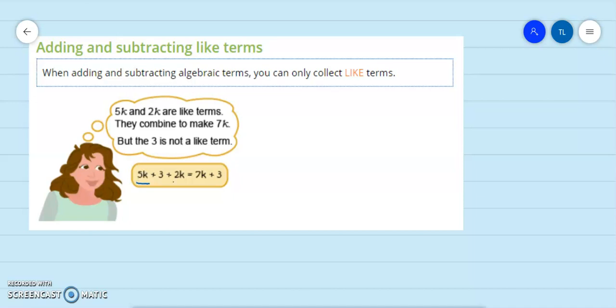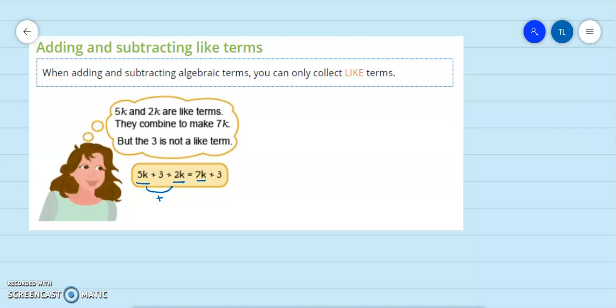5k here and 2k here are the like terms. So we can add them up. We have 5k plus 2k equals 7k. Remember, if you have 5 keys plus 2 keys, you will have 7 keys, right? It's kind of like that.